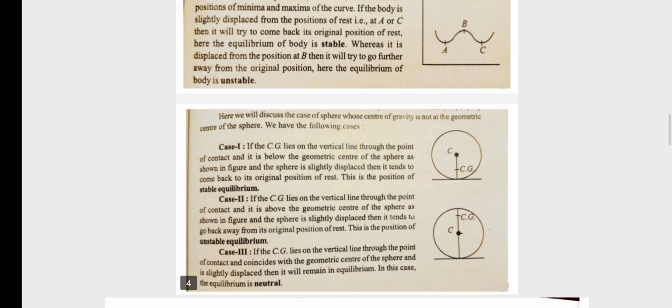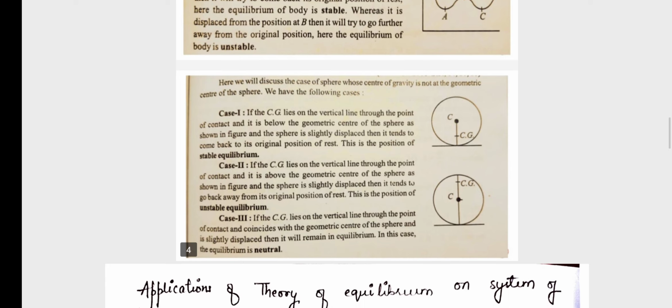Now we will discuss the case of a sphere whose center of gravity is not at the geometric center of the sphere. Case 1: if the center of gravity lies on the vertical line through the point of contact and it is below the geometric center of the sphere as shown in the figure, and the sphere is slightly displaced, then it tends to come back to its original position of rest. This position is called the position of stable equilibrium.